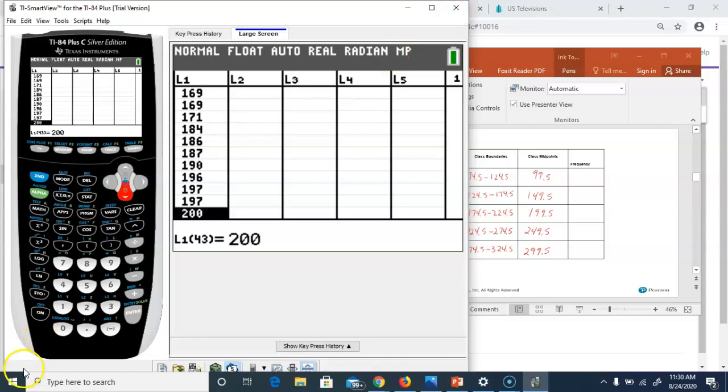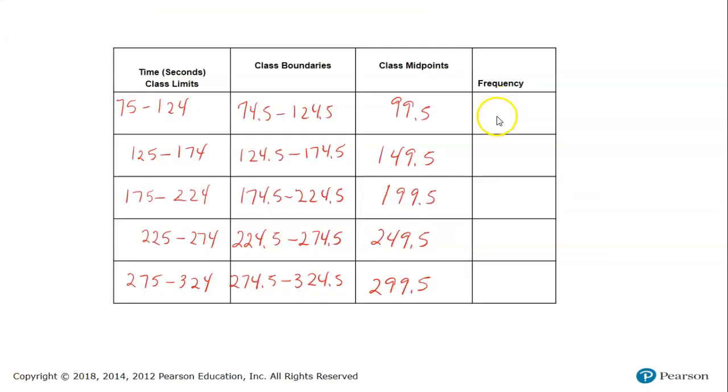So we said we have 11 values in the first class, so our frequency is going to be 11 for the first class. The second class, if we go through and count the values between 125 and 174, it's going to be 24 of those. This one is going to have 10, this one will have 3, and this one will have 2.